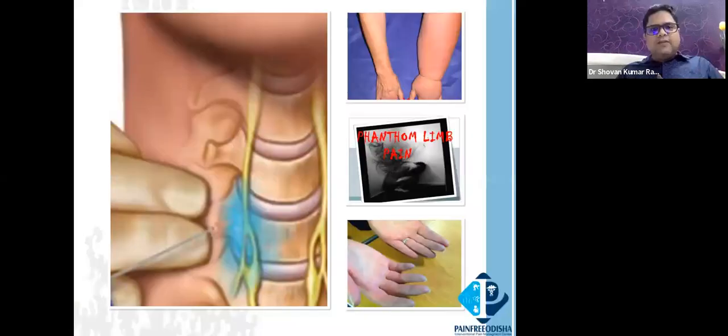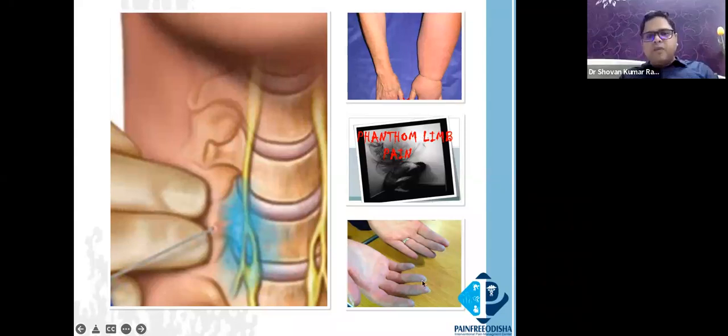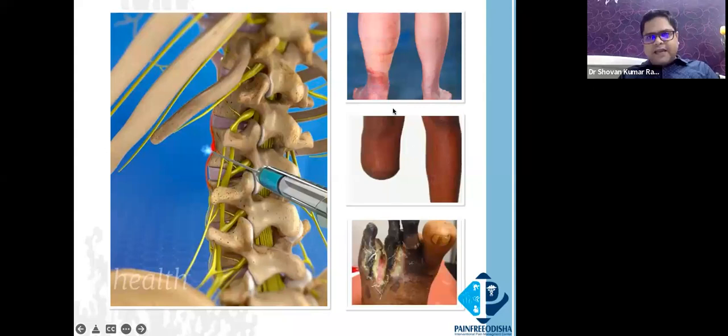This is the example of where we do a stellate ganglion block. It can be done in post-mastectomy patients where there is lymphedema in the upper arm, in phantom limb, or if there is gangrene in the upper limb. For the lower limb, you can see again any kind of CRPS, phantom limb, or gangrene in the lower limb. In all these cases, we can go for a lumbar sympathetic plexus block.